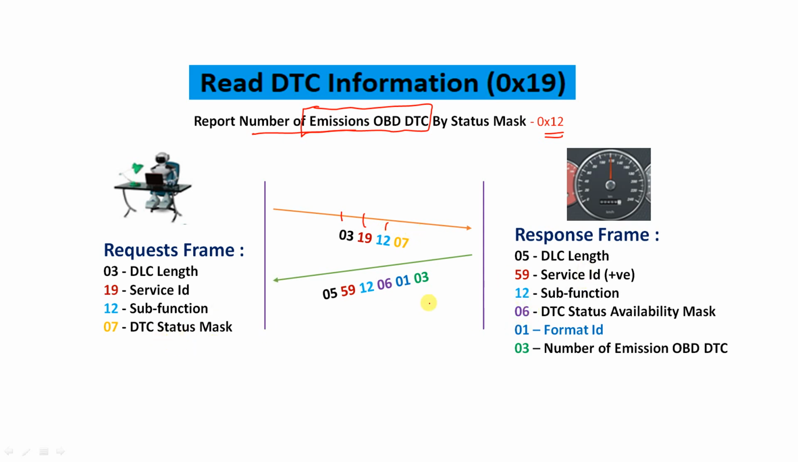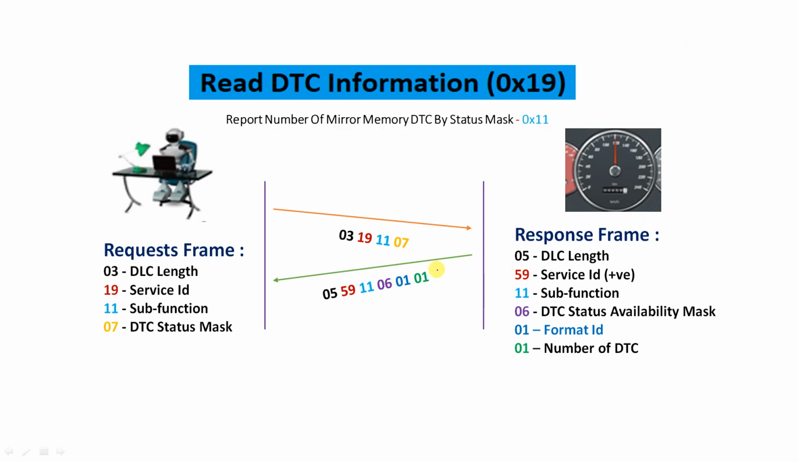Here the output will be, see, this is not strange for you, the previous slide also we have seen. So 01 is the format identifier, and 03 is the number of emission OBD DTC. For example, total DTC may be 4 at the time we are requesting, but the emission related OBD DTC is only 3. That's it.